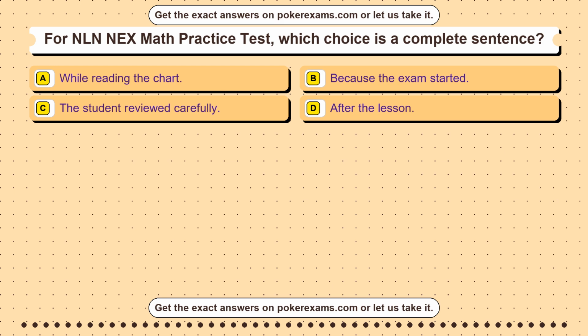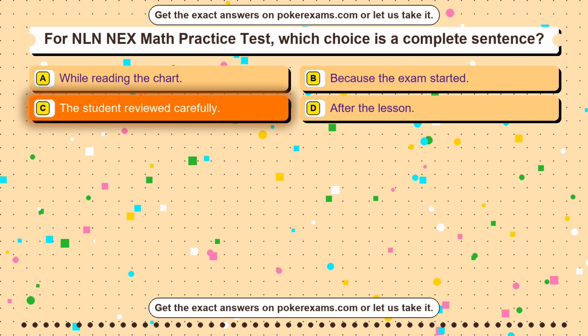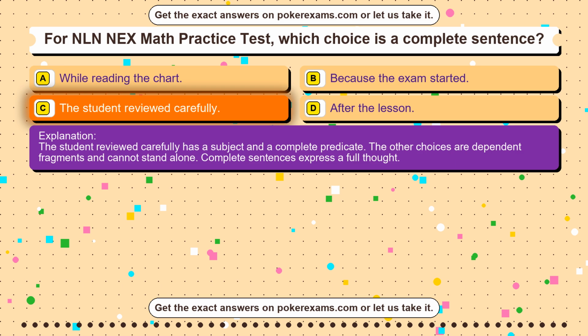Question 32. For NLN NEX Math Practice Test, which choice is a complete sentence? Option A. While reading the chart. Option B. Because the exam started. Option C. The student reviewed carefully. Option D. After the lesson. The correct answer is option C. The student reviewed carefully has a subject and a complete predicate. The other choices are dependent fragments and cannot stand alone. Complete sentences express a full thought.